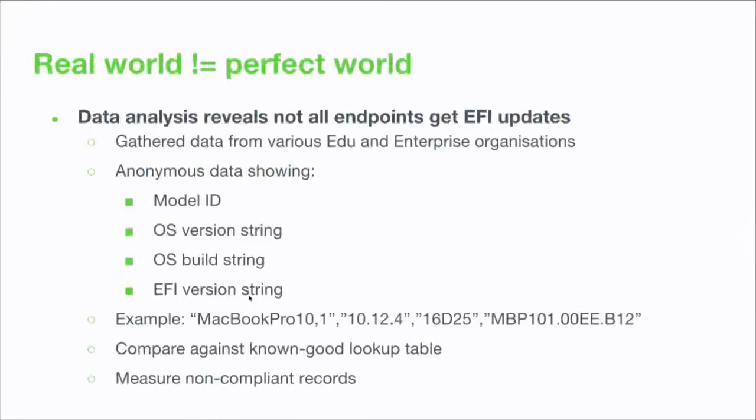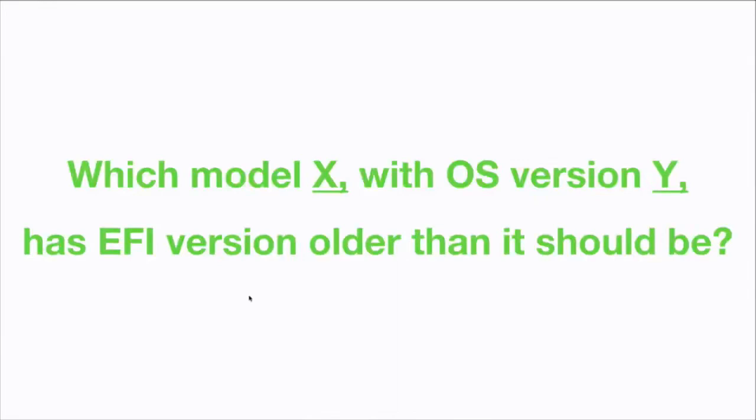As said, the EFI updater gets one chance to get it right, and if that doesn't go through, it simply gets out of sync. So we gathered data from various EDU and enterprise organizations who submitted to us the data, as mentioned, anonymized. We smushed it all together into one data set, and we got the data that would help us compare that. And then we measured some non-compliant records there.